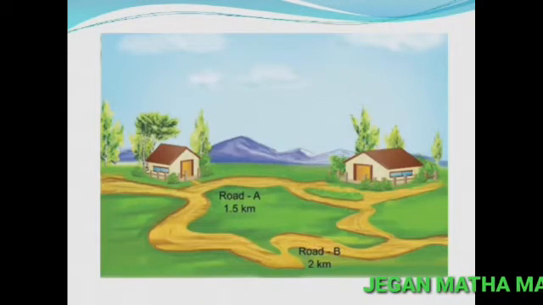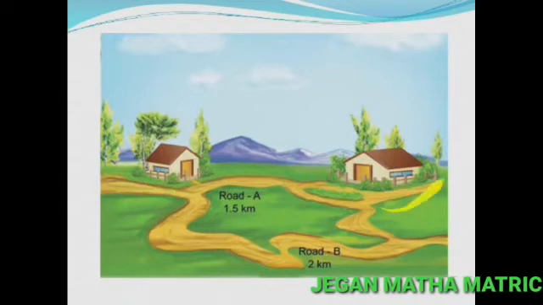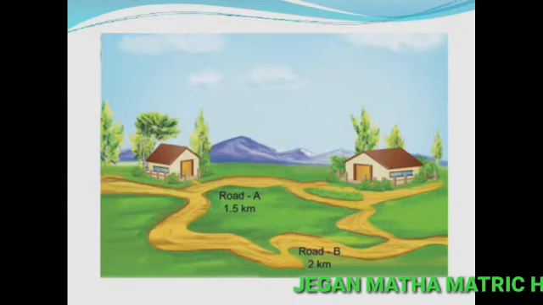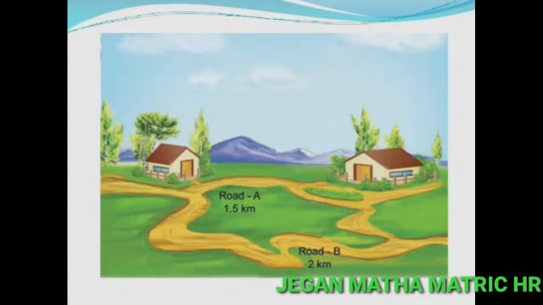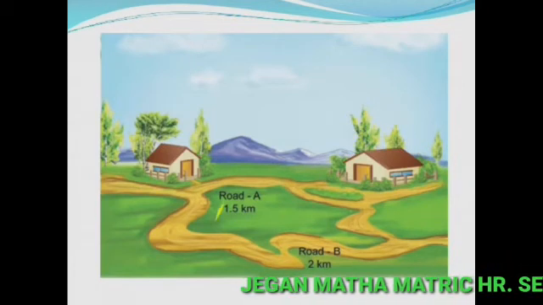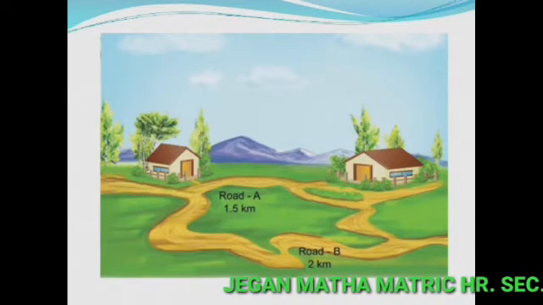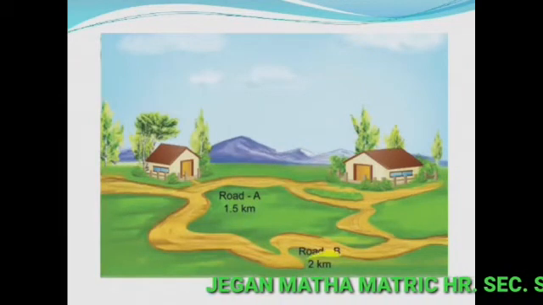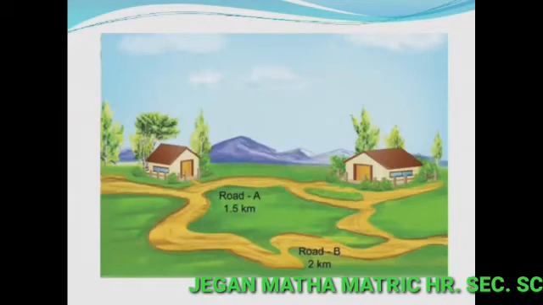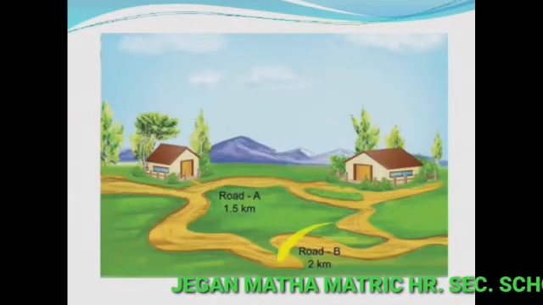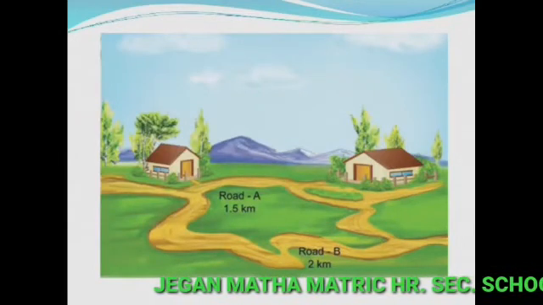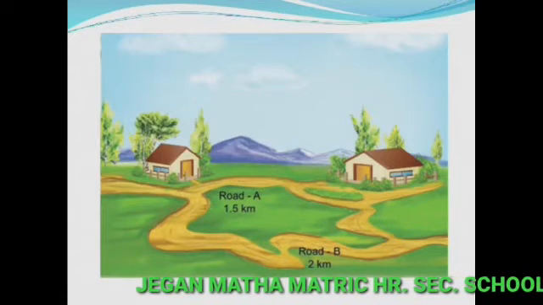See the picture. Assume this is Kavita's house and this is her school. Kavita can reach her school in two ways, that is road A this way and road B. So the distance of 2 km is road B, distance of 1.5 km is road A.